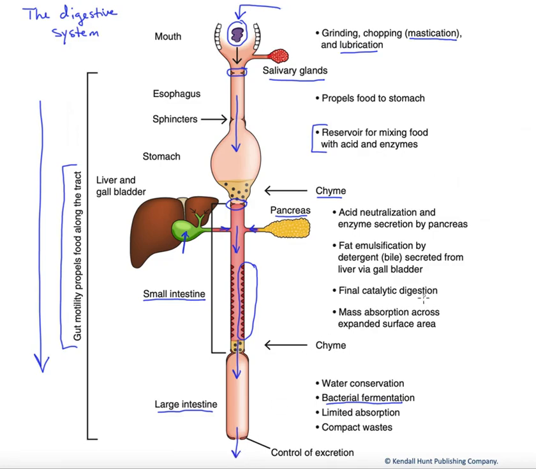Now, overall, we want to just keep in mind this flow-through system. It's extracellular digestion. We're adding secretions to that food and then absorbing the breakdown products across the wall of this tube-like structure into our bloodstream and lymphatic system.